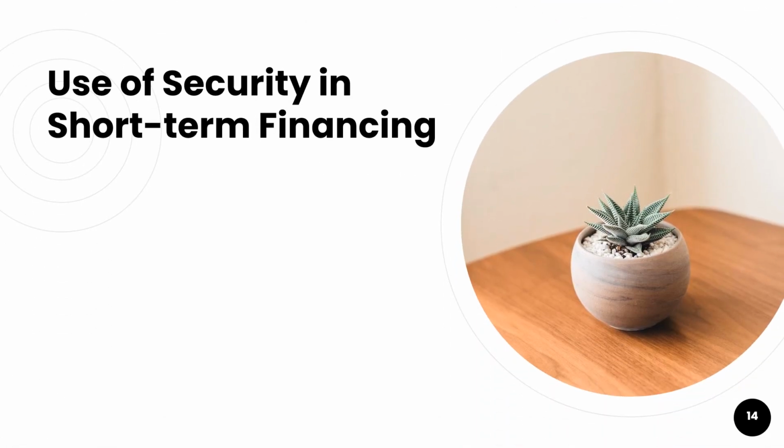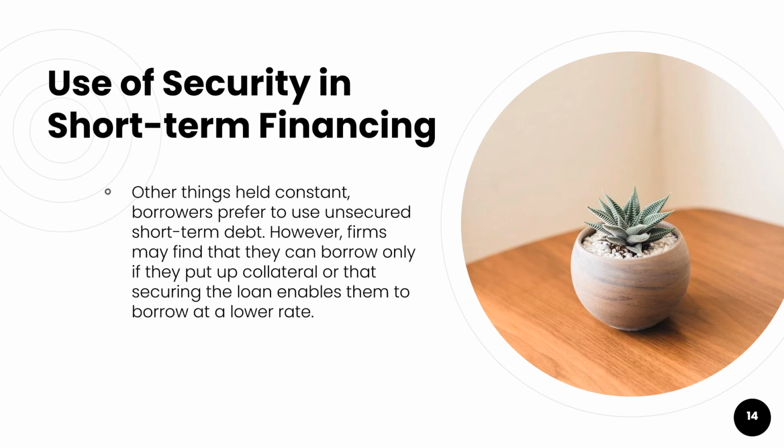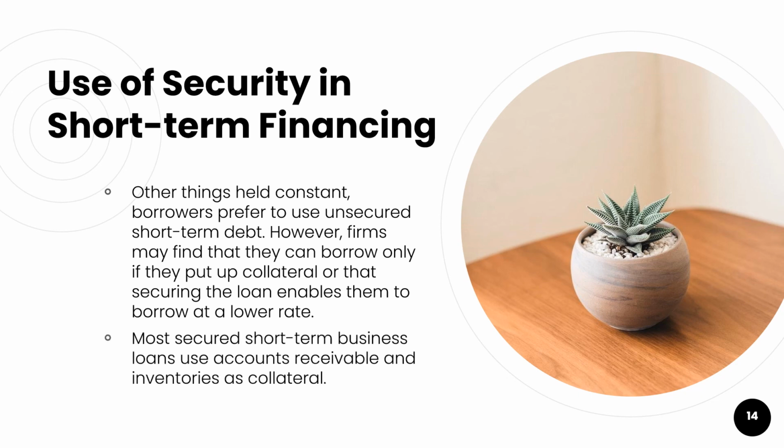On the use of security in short-term financing. Other things held constant, borrowers prefer to use unsecured short-term debt because the bookkeeping costs associated with secured loans are high. However, firms may find that they can borrow only if they put up collateral to protect the lender, or that securing the loan enables them to borrow at a lower rate. Most secured short-term business loans use accounts receivable and inventories as collateral.